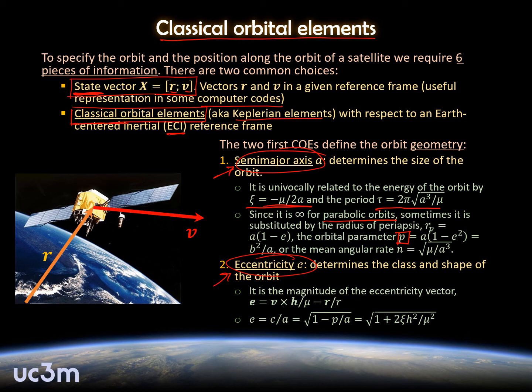Alternatively, we can also give the mean angular rate, which we have also defined. The eccentricity is related with the energy and the angular momentum, so you can compute it in many different ways. Of course, you can compute it as the magnitude of the eccentricity vector. You can also compute it from this expression over here, which is a function of the energy and the angular momentum magnitude, as I was just suggesting.